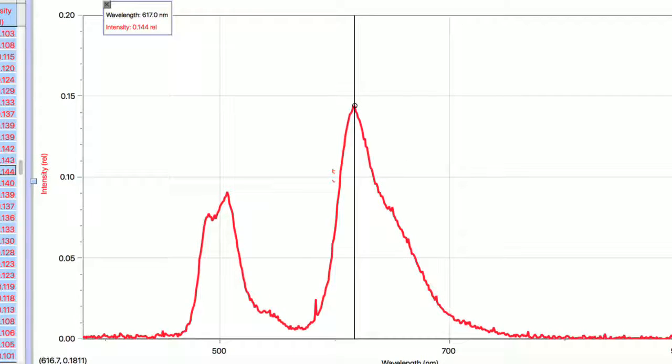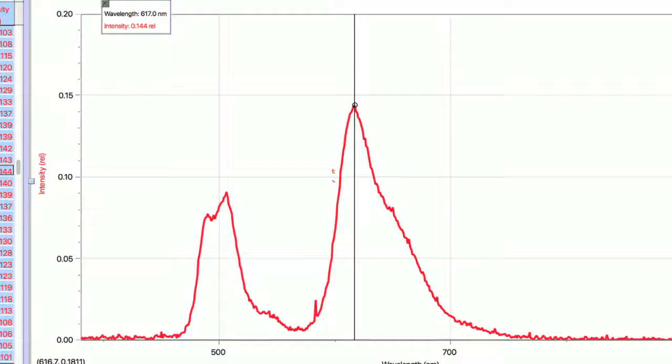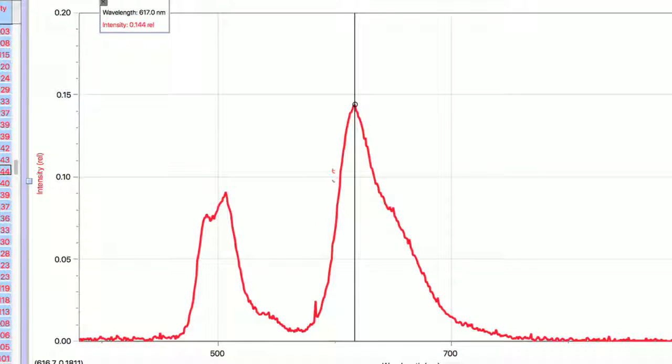When our eyes absorb photons from both of these peaks at once, our brain interprets this as an orangey coral color. More orange is observed than green because this lambda max has a higher intensity, meaning photons of 617 nanometers were emitted more.